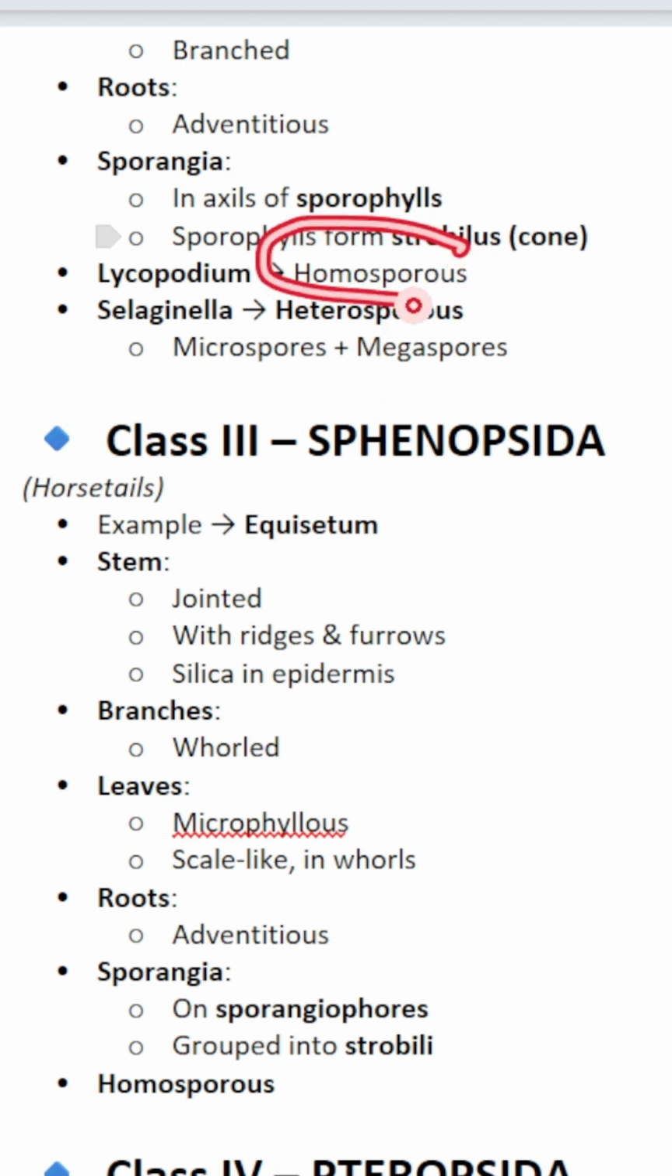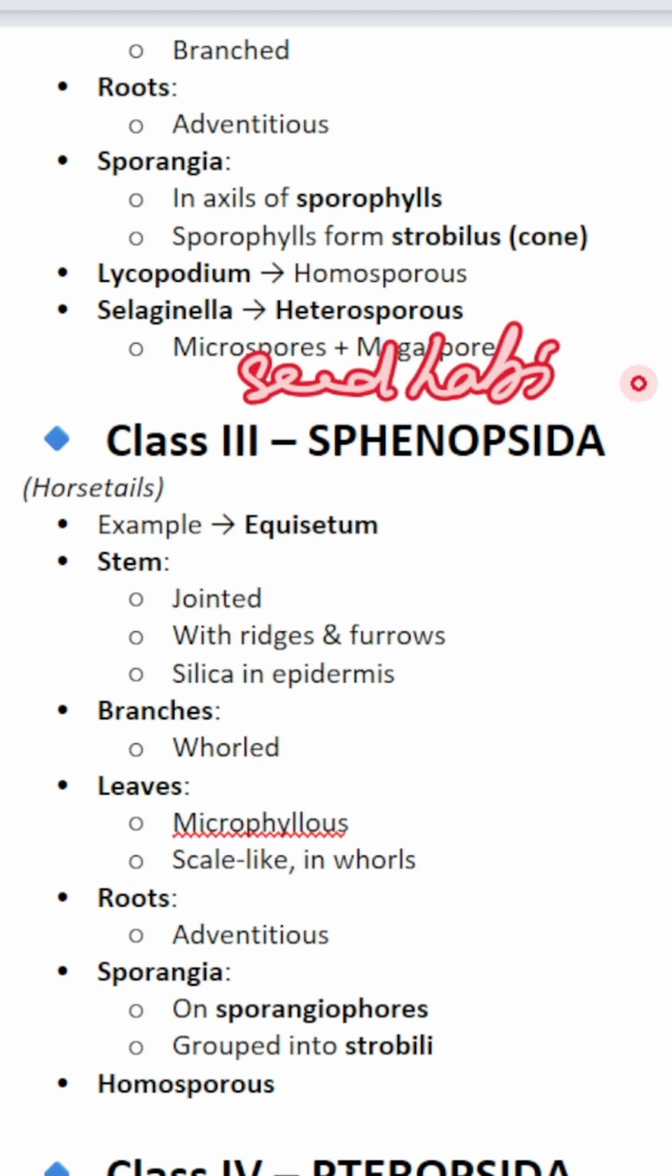Lycopodium is homosporous, whereas Selaginella is heterosporous. We have already discussed in the general characters that from Selaginella, heterospory and the seed habit take place. So the seed habit normally starts from Selaginella, because they are heterosporous. This is all about the second class.